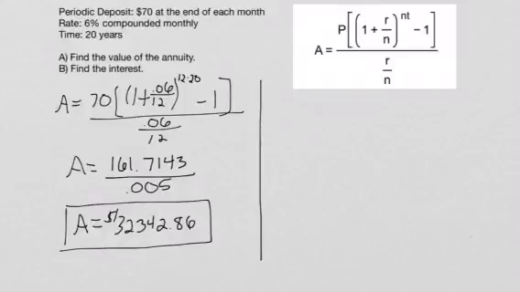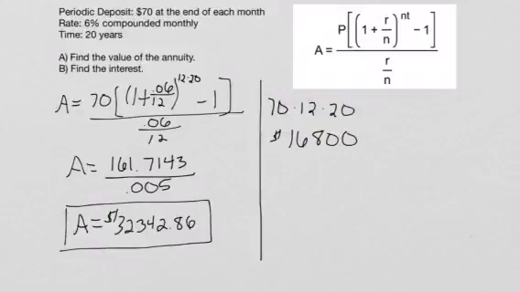Well, first we have to figure out how much we paid. If we paid $70 every month, so times 12, for over 20 years, if we multiply these three numbers together, that tells me how much I put into the annuity myself. And this amount becomes $16,800. So that's how much we put in at $70 a month for 20 years.